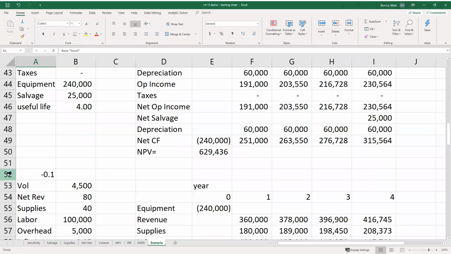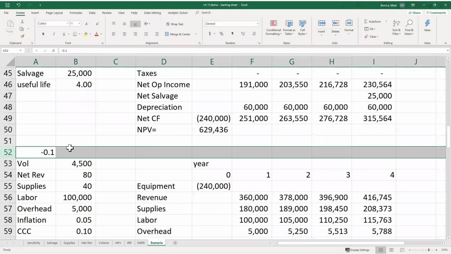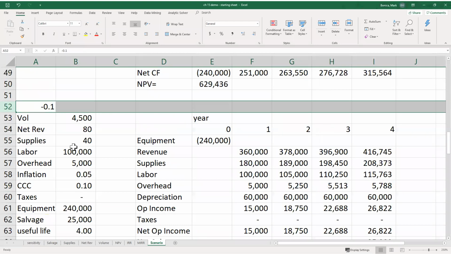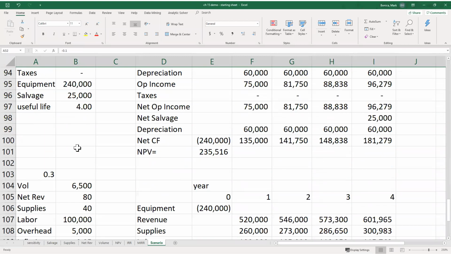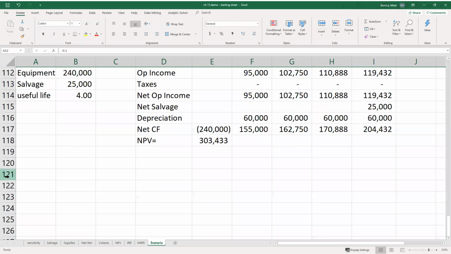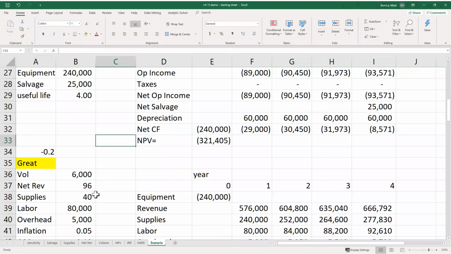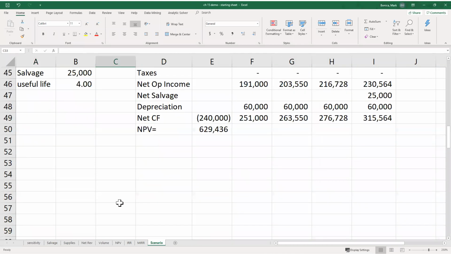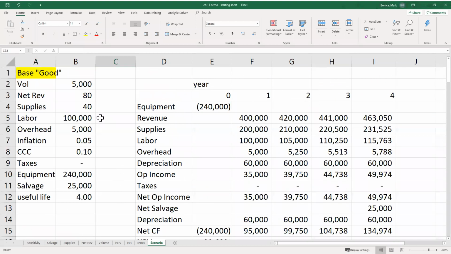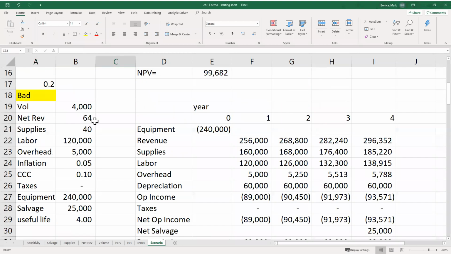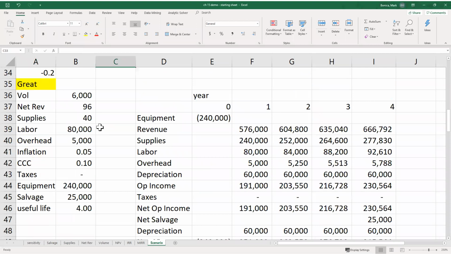Now, we've got a whole bunch of other stuff here that I don't want anymore. So I'm just going to go ahead and delete it all. So I'm just going to highlight all that and hit delete, right, just to neaten up my sheet. Right. So now all I have left on this sheet are the 3 cases: the base case, the bad case, and the great case.